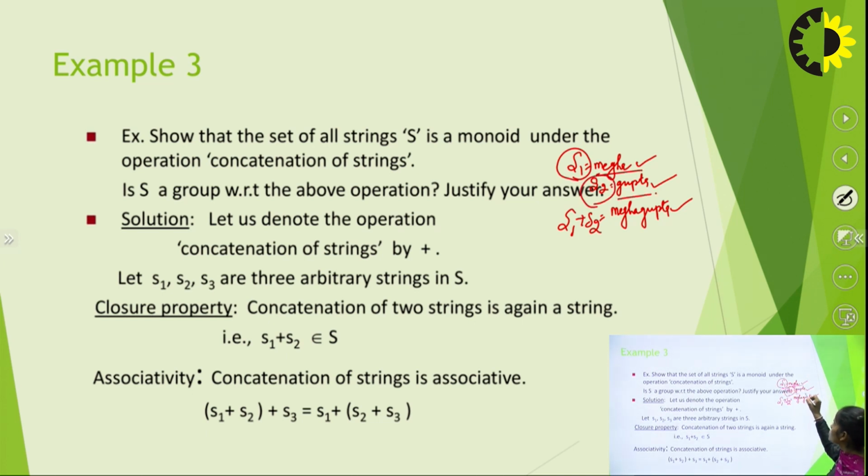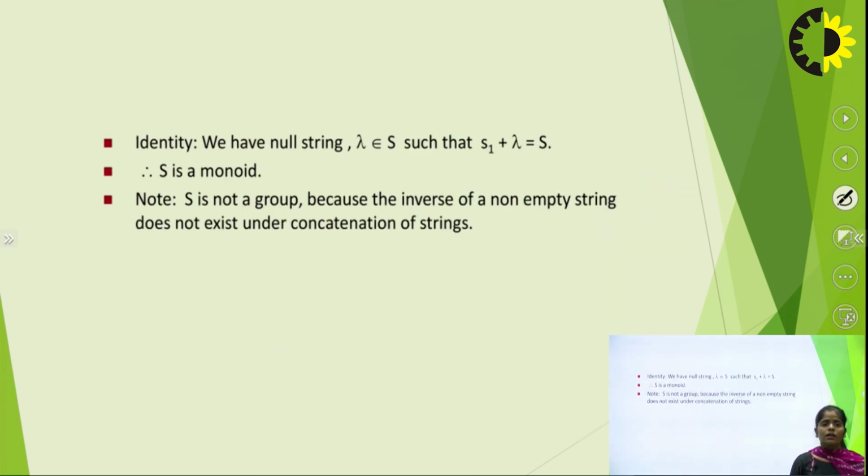S2 is a string which also belongs to the set of strings. Then the concatenation of both of these also belongs to the set. That means it is closure in nature, and you all know that the plus sign in case of concatenation is like addition of two numbers, right? So concatenation of strings is always associative.